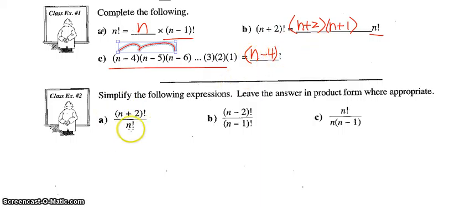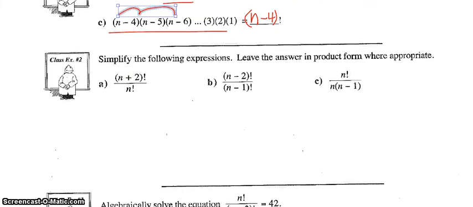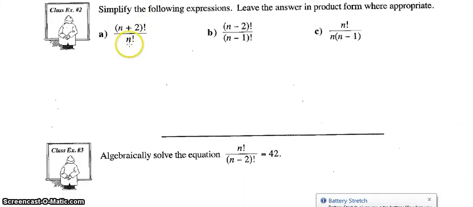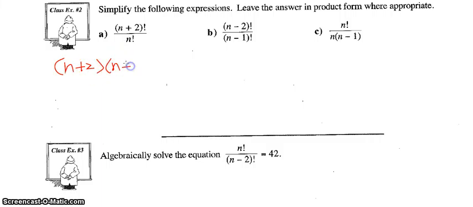Now let's try the following. Simplify this. Okay, looking at this, first you ask yourself which one is bigger, n plus 2 or n? Well, of course, n plus 2 is bigger. Then you expand n plus 2. How about the n? You don't need to. Okay, 1 smaller than n plus 2 is n plus 1. Now 1 less than that is n. And then you keep going, n minus 1. But then you stop here. Why do I stop here? Because it matched the bottom one. So my final answer is just n plus 2 times n plus 1.